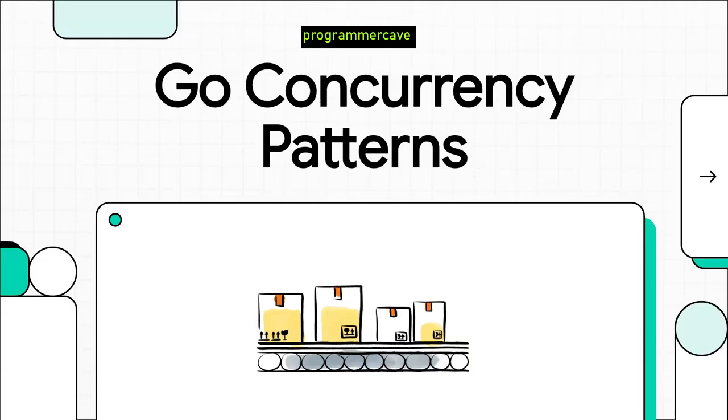All right, let's talk about Go. You've probably heard it's famous for concurrency, but what does that actually mean? How do you use it to write really fast, really efficient programs? Well, today we're going to break down the essential patterns, starting from the absolute basics and building all the way up to the pro-level techniques that will seriously level up your code.